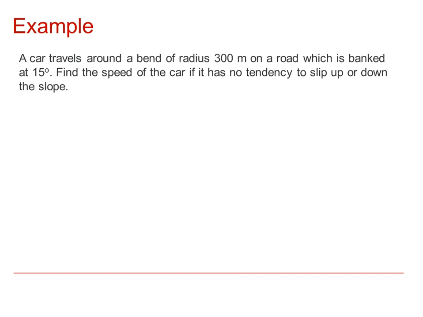Let's look at that in practice then. This time a car is travelling around a bend, radius 300 meters, which is on a road which is banked at 15 degrees. If there's no tendency to slip up or down the slope, then we have just those two forces, no frictional force acting, so the normal reaction R and the weight mg, and those are producing the centripetal acceleration.